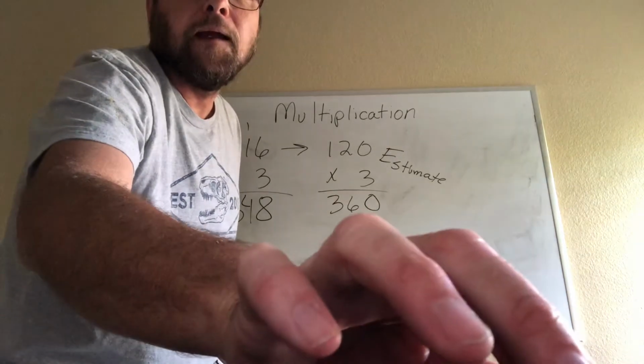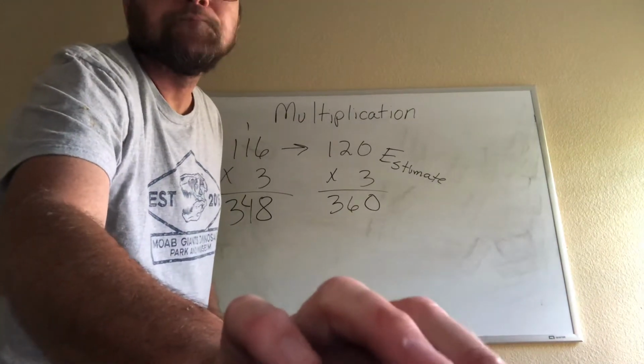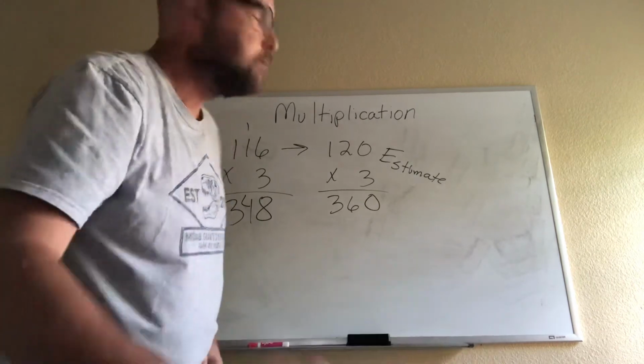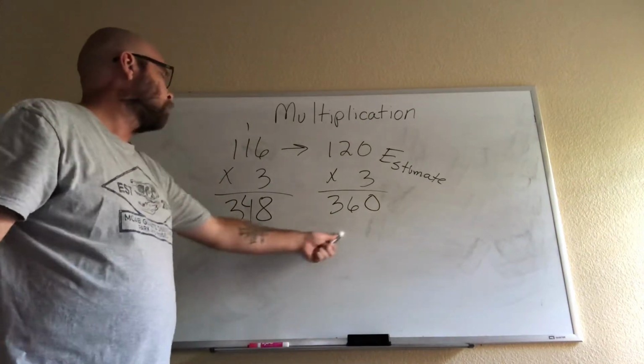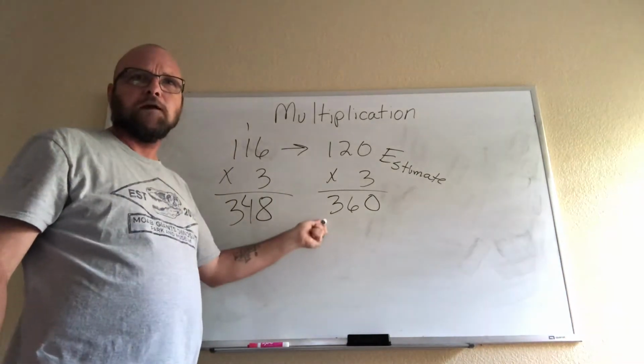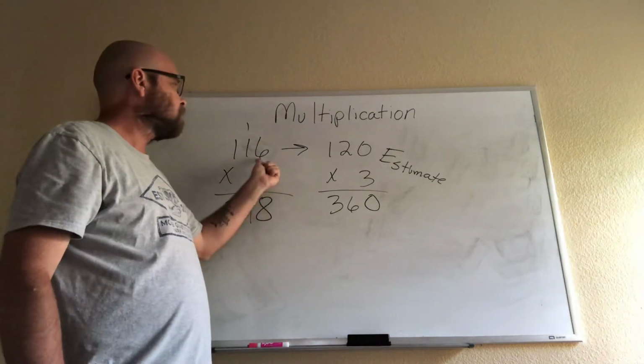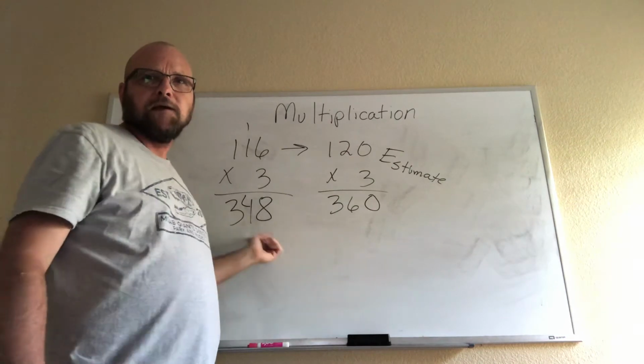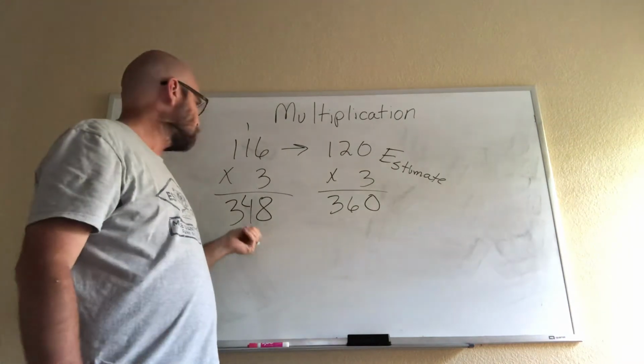So my answers are close together, which tells me I've done something correctly because I have 348 and 360. They're close together. Also, when I changed 116, I made it bigger, which means my estimate is going to be bigger than the actual product.